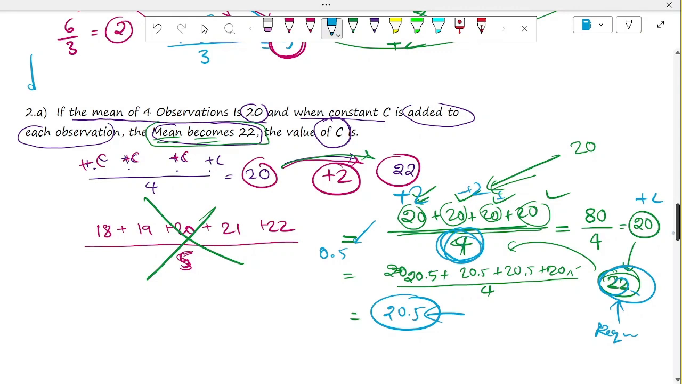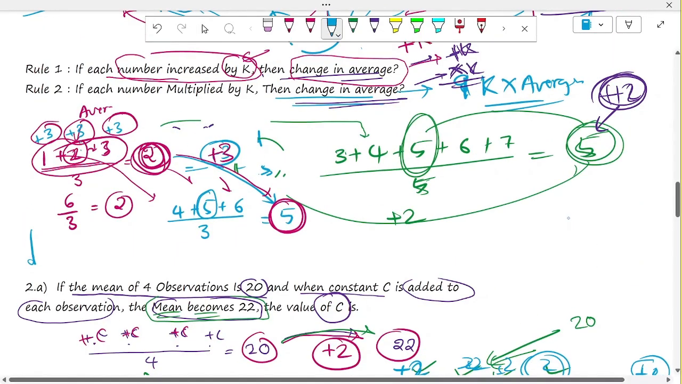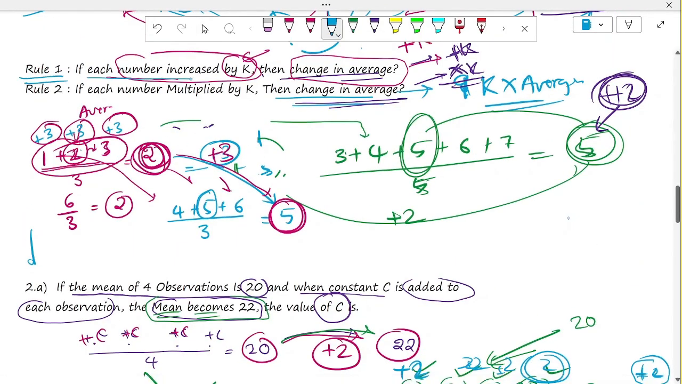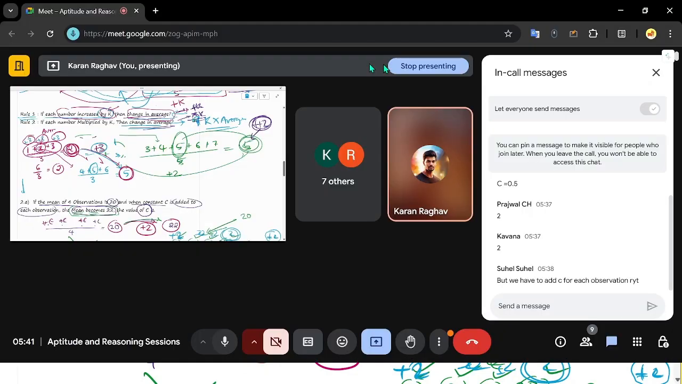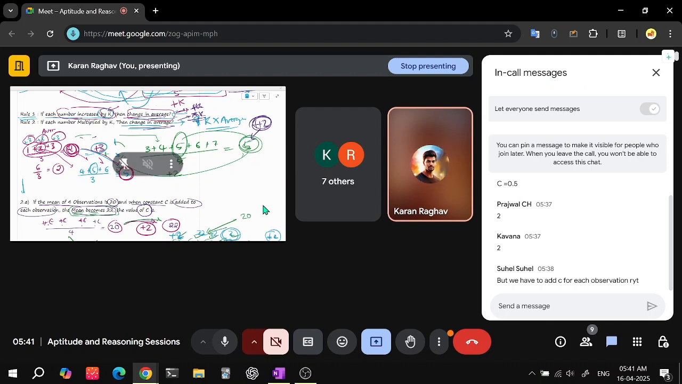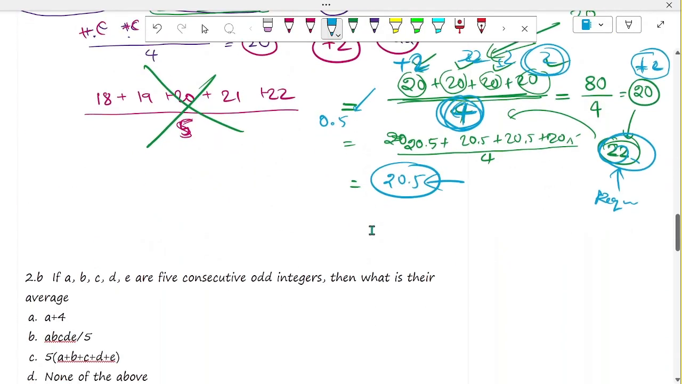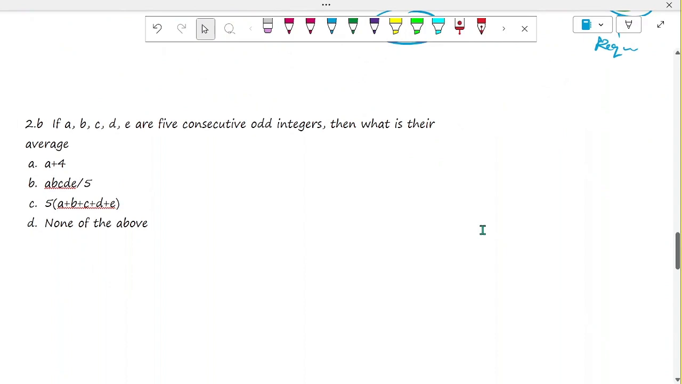Because you observe this value, you are actually dividing it by 4. 2, 2, 2, 2. When you add all of them and divide by 4, again it will become 2 only. So that's why in the end we have added 2. You can see the same rule. In rule 1 I have mentioned the same thing: if each number is incremented by k, then the change in the average will be k. I hope everyone got this question. It's very simple, but you need to understand the average funda. Now you try to find the solution of this question.